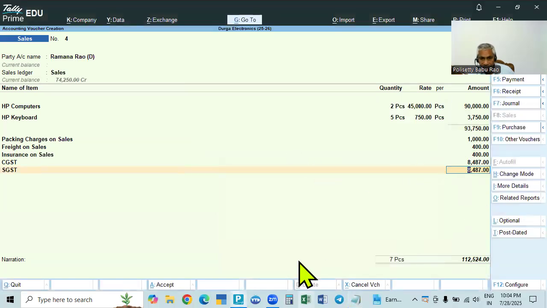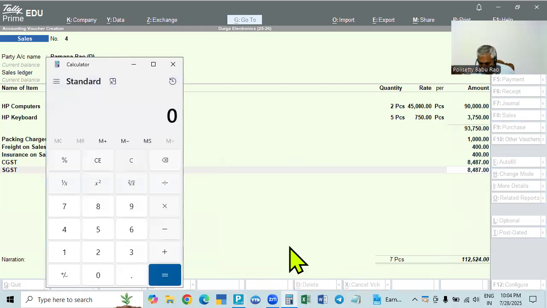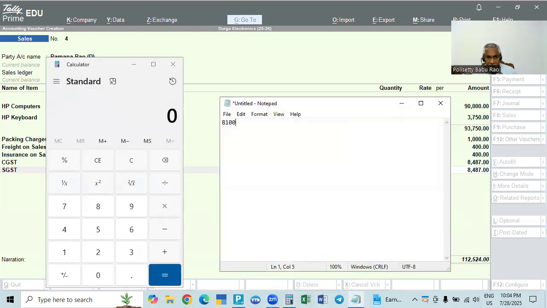90,000. No, our calculation may be wrong. 90,000 into 9%. It will be 8,100. Then 3,750 into 6%. It will be 225. Okay.